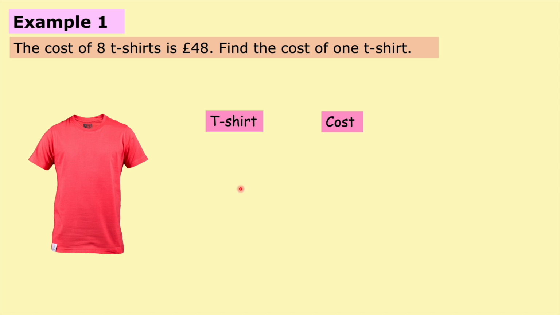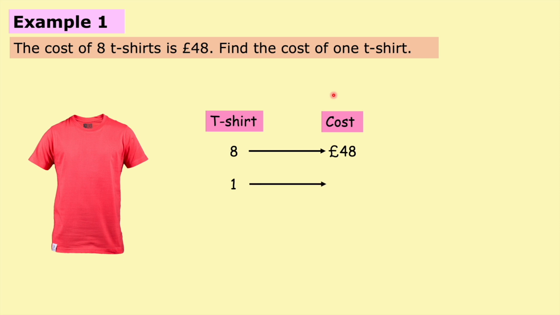So we're going to start by giving ourselves two columns. I'm sure you might be able to work this out straight away, but I want you to practice writing out these two columns for when we build on this and move on to direct proportion. So I'm first going to list, I've got 8 t-shirts and that cost us £48. But we only want to find the cost of one t-shirt.